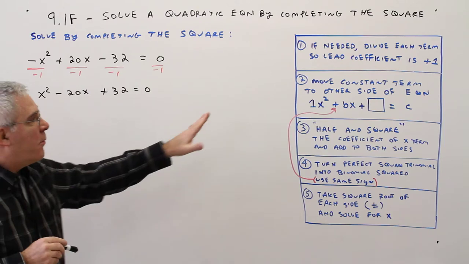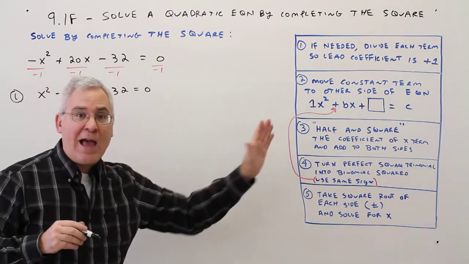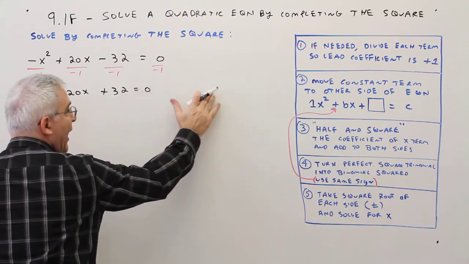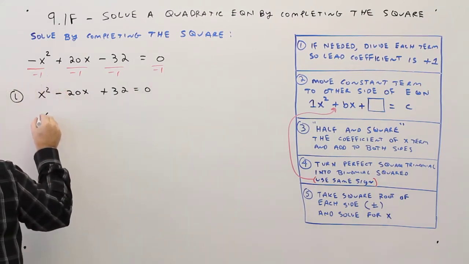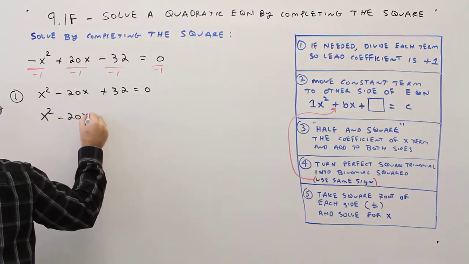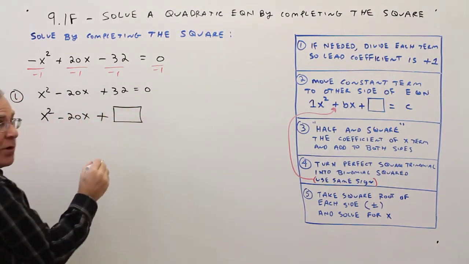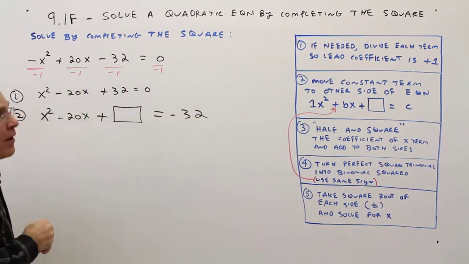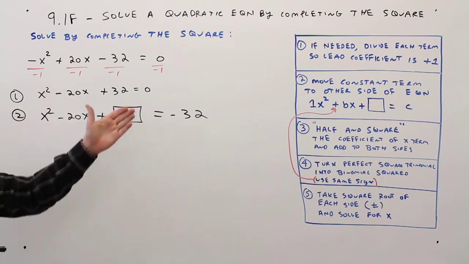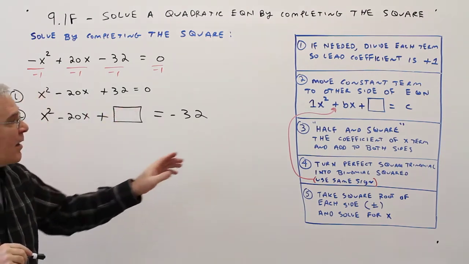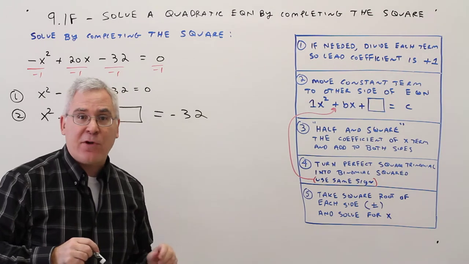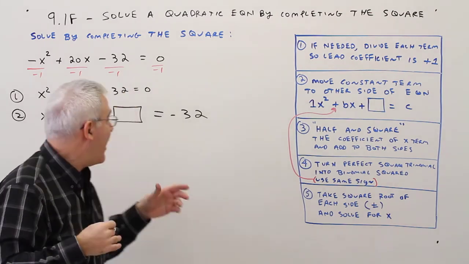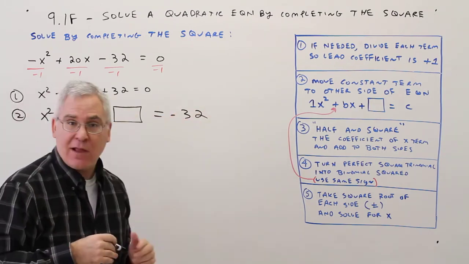Step 2, move the constant term to the other side so I only have the x squared and x term. So move all the constant terms over there. So x squared minus 20x plus, I like to put a magic box, equals negative 32. Okay, that was step number 2. Step number 3, the coefficient of the x term, there's 3 magic words, half and square. And I'm going to add that to each side in the magic box and to over there.